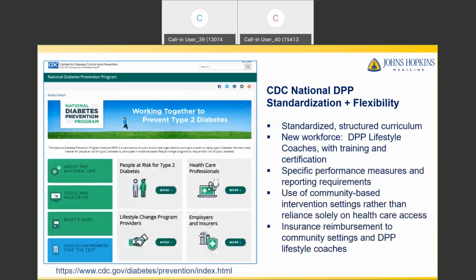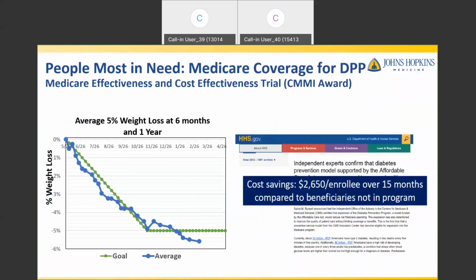And so we also have to make sure that our interventions can work for people most in need, right? This is simply from one of the CMMI awards, which examined DPP in a Medicare population specifically. Now we tend to say a 5 to 7% weight loss as the target for the national DPP. And they did find that in the Medicare population, the 5% weight loss goal was achieved, but they also found cost savings for people who were enrolled versus those who were not enrolled but eligible for DPP.